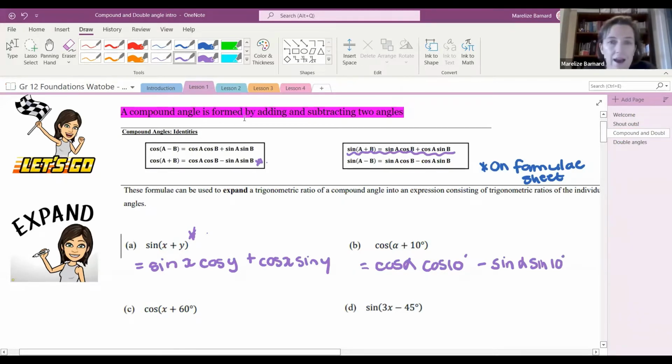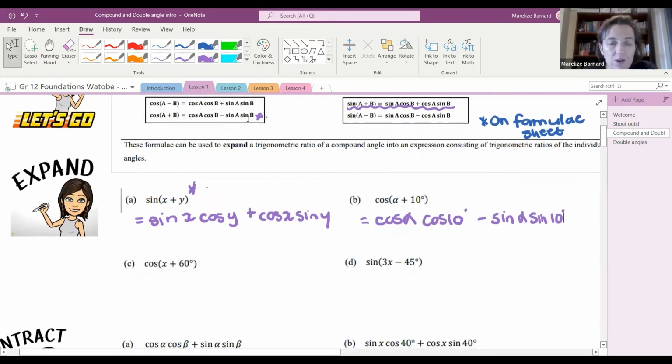I want you to do the next one on your own. Cos x plus 60. And as soon as you have an answer, pop it in the chat. Let's see how everyone is doing with their compound angles. I'm going to give you 30 seconds for this. Cos x plus 60.